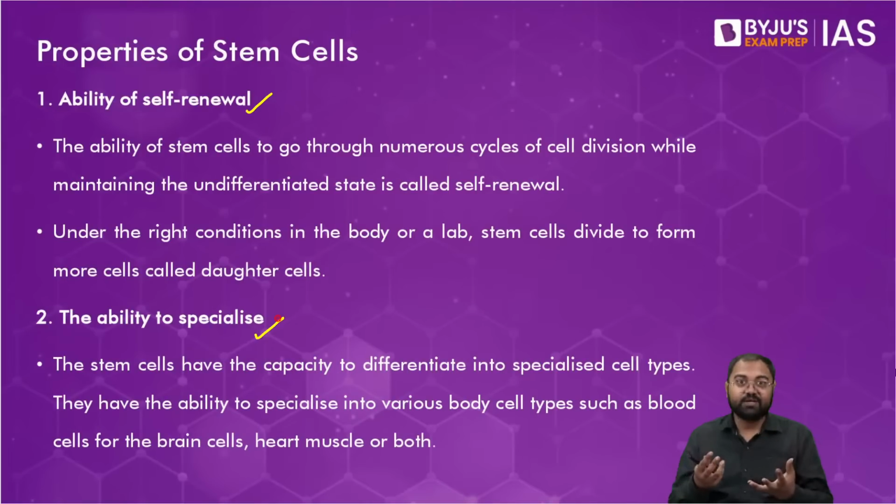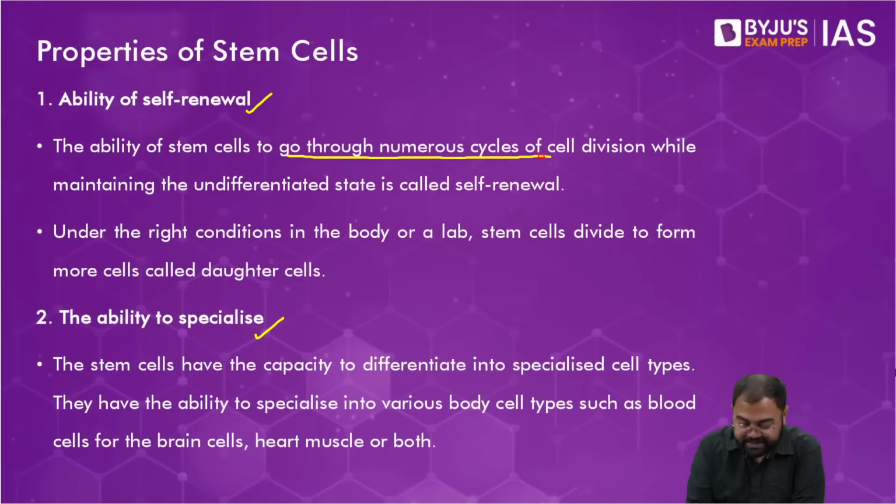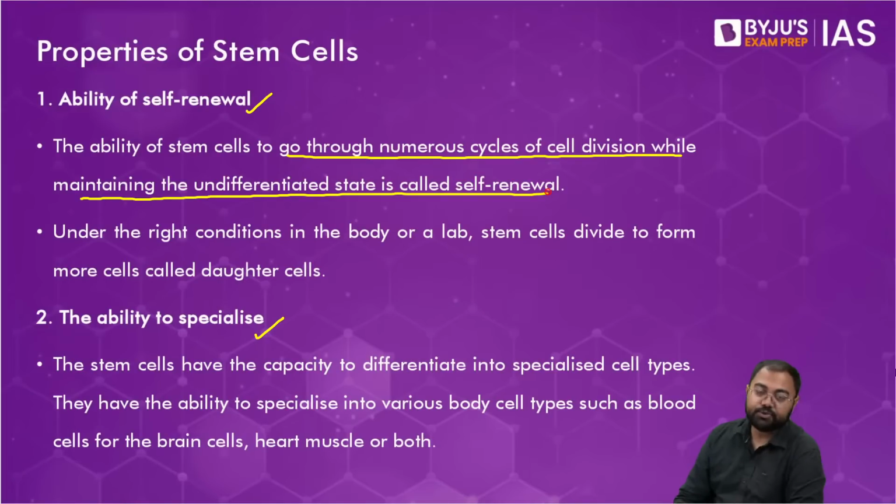So that's why for us to work with, there are multiple stem cells available. Their ability to self renew becomes very, very crucial. They will undergo numerous cycles of cell division while maintaining the undifferentiated state. So there will be multiple cycles of cell division before they start to specialize.